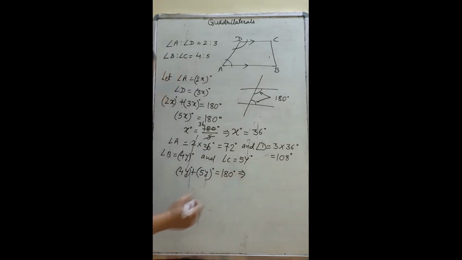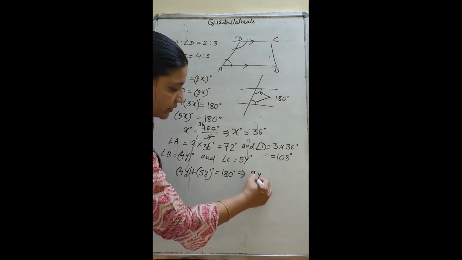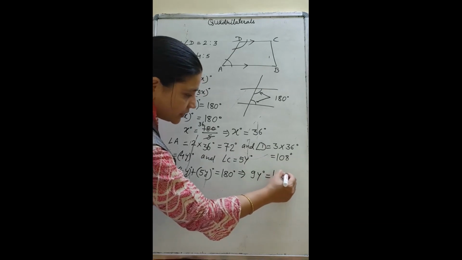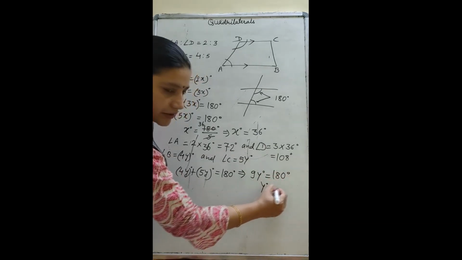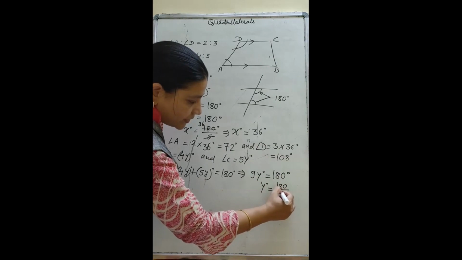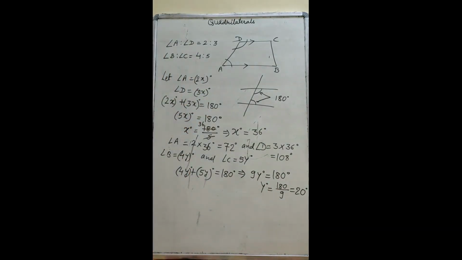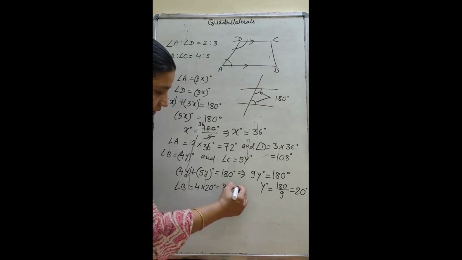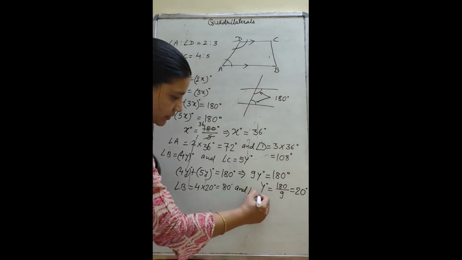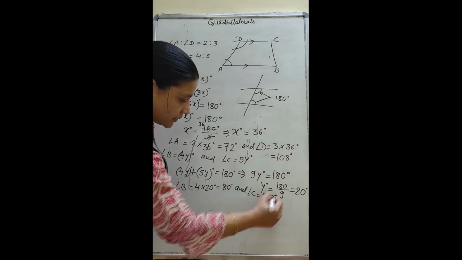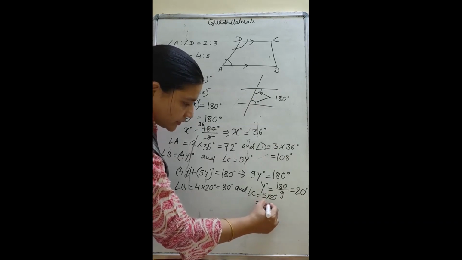4 plus 5 is equal to 9. So 9y degrees is equal to 180 degrees. Therefore, y degrees is equal to 180 divided by 9. This is 20 degrees. So the value of y is 20 degrees. We replace this value of y to calculate angle B and angle C. So angle B is 4 into 20 degrees, which is equal to 80 degrees, and angle C is 5 into 20 degrees, which is equal to 100 degrees.